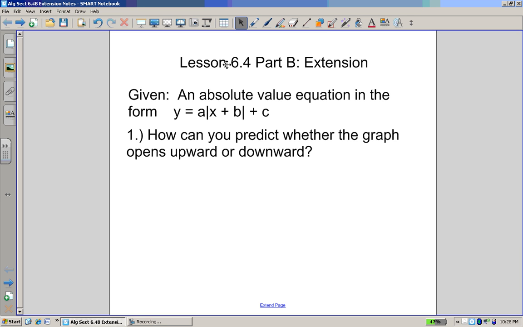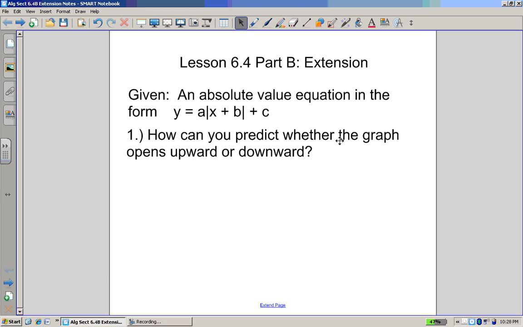Today we're going to do an extension of the 6-4 Part B video where we're going to look at how some of these different parts in the absolute value equation actually affect the graphed form of the solution set. So what we're going to do, we're going to go ahead and ask a series of questions here.